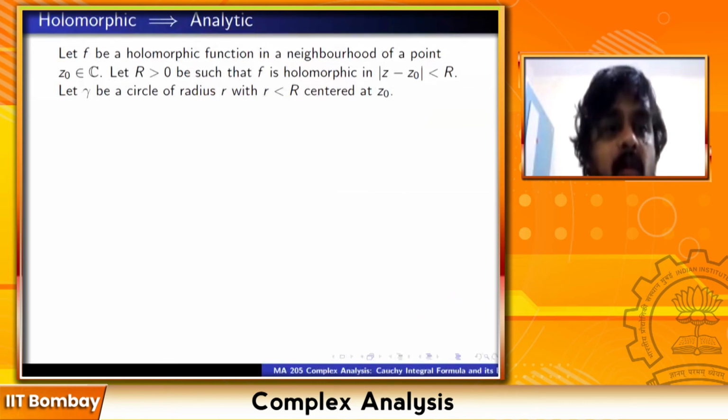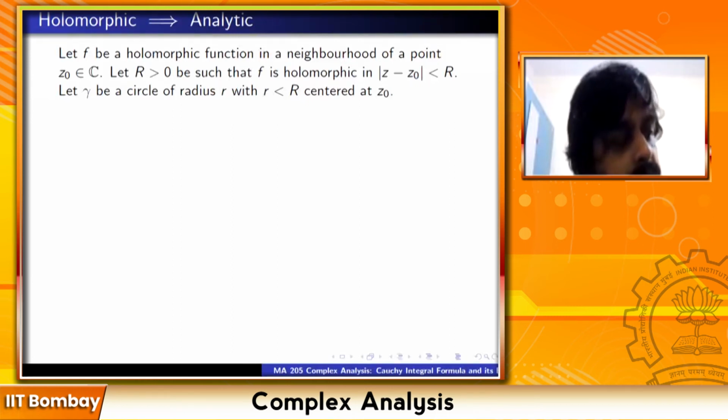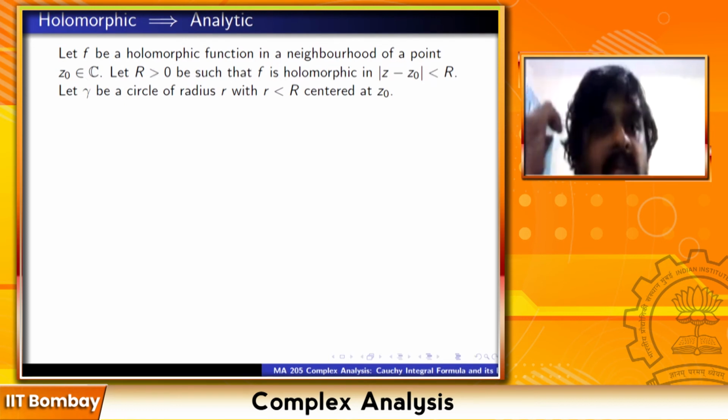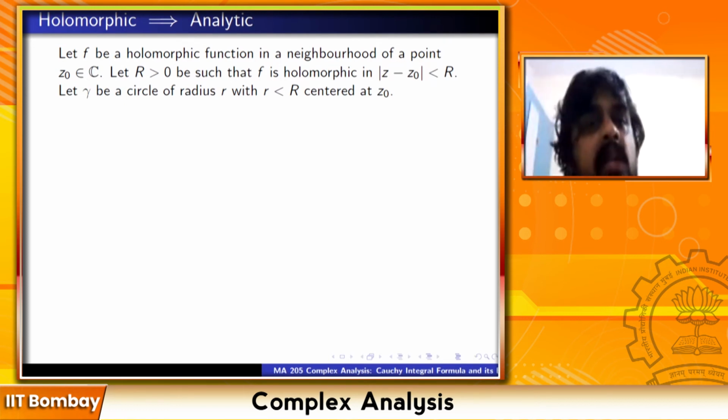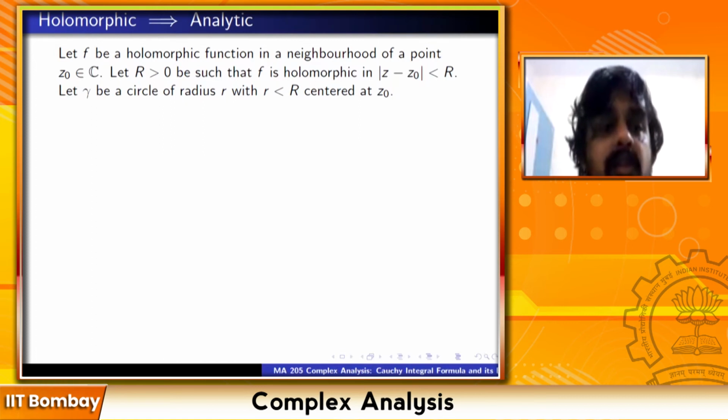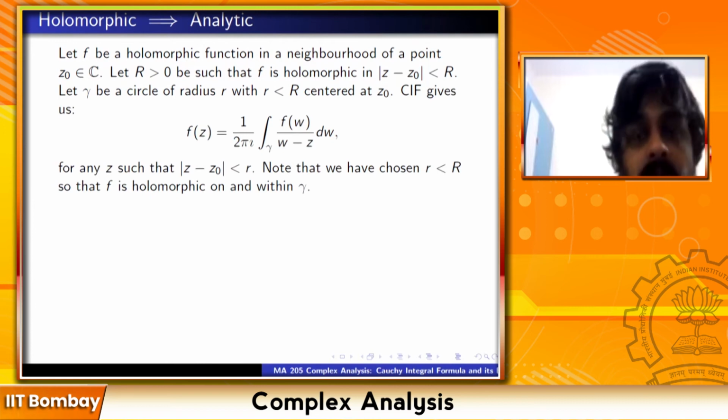Let f be a holomorphic function in a neighborhood of a point z0 in C. And let capital R be positive, such that f is holomorphic in a circle of radius capital R around z0. And let gamma be a circle of radius small r with small r less than capital R centered at z0. Cauchy integral formula gives us f(z) is equal to 1 upon 2 pi i integration f(w) dw upon w minus z.